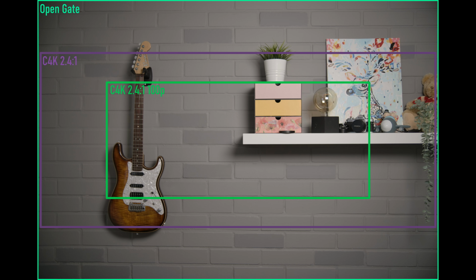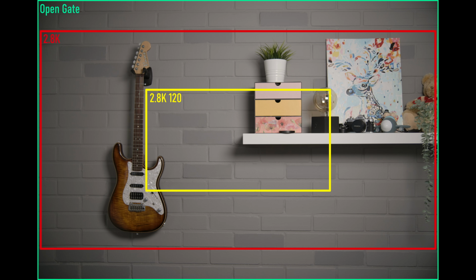And finally, the most extreme case of all is 2.8K, which in normal speed uses pretty much the full width of the Super 35 sensor. But when you're using high frame rate, after 48 frames per second or higher, up to 120, which is as fast as it goes, with 2.8K, the crop factor is 3.34, which is even tighter than the Super 16 resolution.